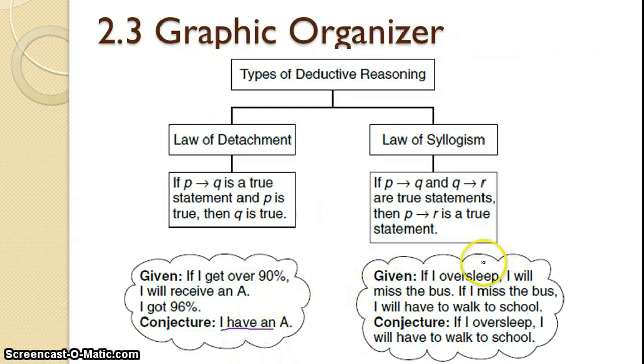Our law of syllogism: if I oversleep, that's our P, I will miss the bus. That's our Q. If I miss the bus, I will have to walk to school. I will have to walk to school is R. So our conjecture to go from P to R would be this. Here's my P: if I oversleep, then my R is I will have to walk to school.